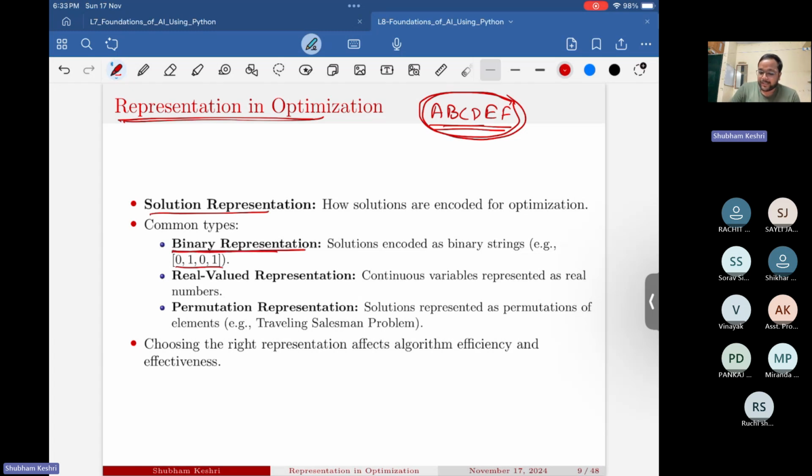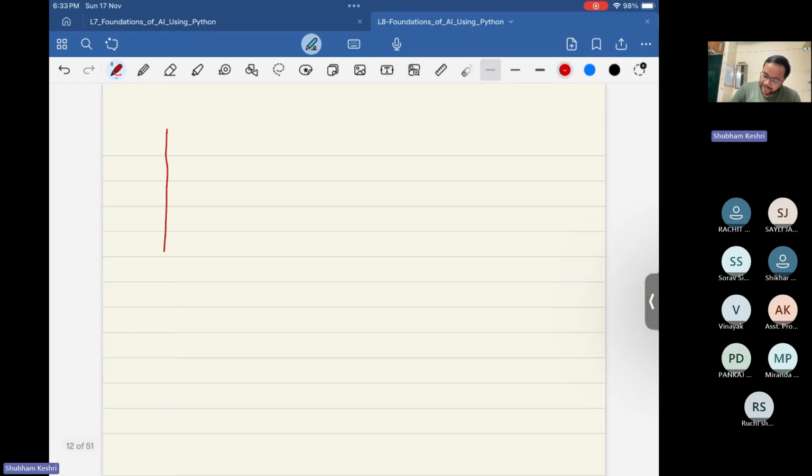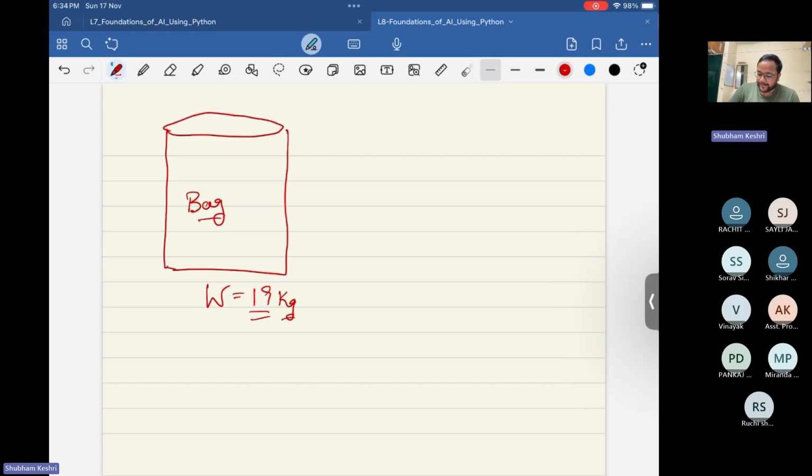To understand binary representation, we have to understand a problem known as the knapsack problem. So what is a knapsack problem? Suppose you have a knapsack. What is a knapsack? Just a bag, and it has a capacity. Suppose we'll say that it can hold maximum W weight. Suppose W is equal to 19. So it could hold a weight of 19 kgs and not more. That is a knapsack with capacity 19.